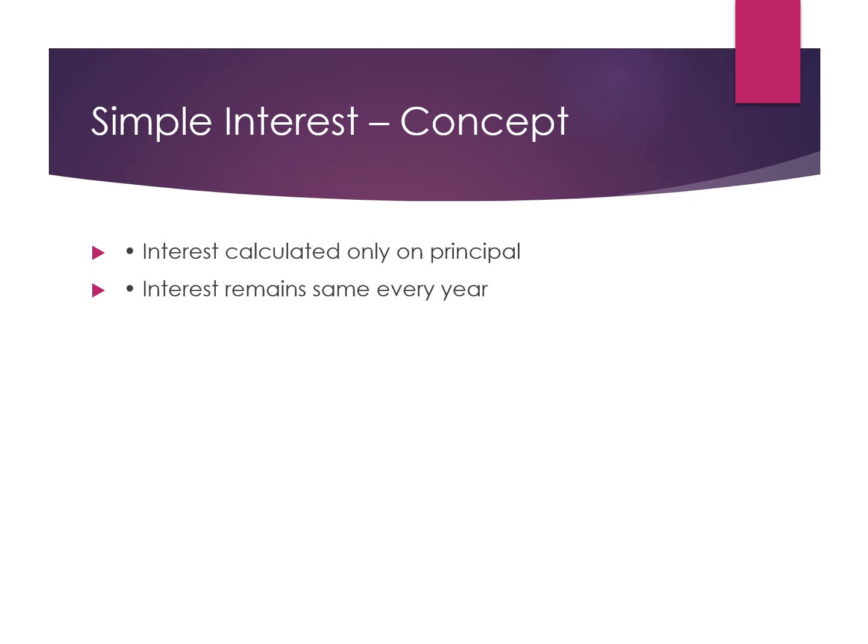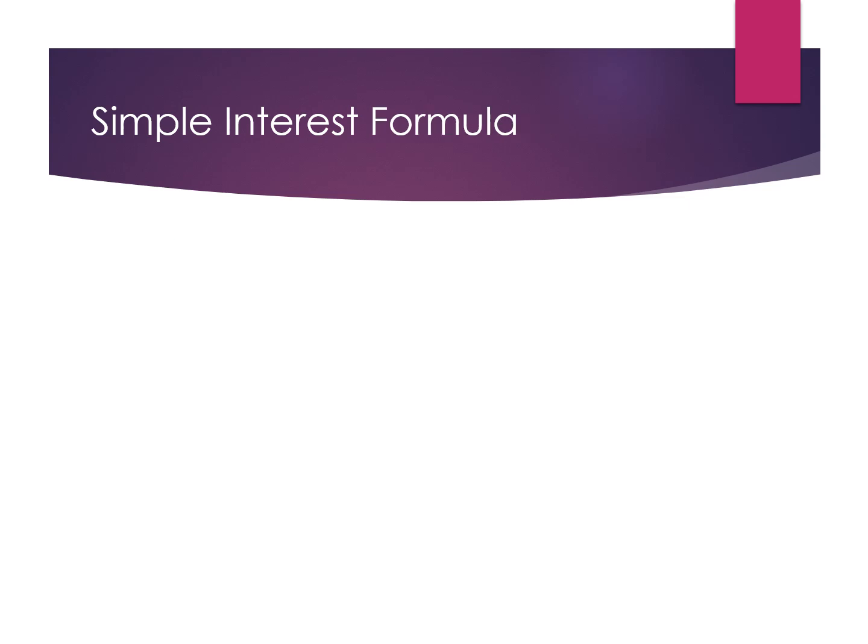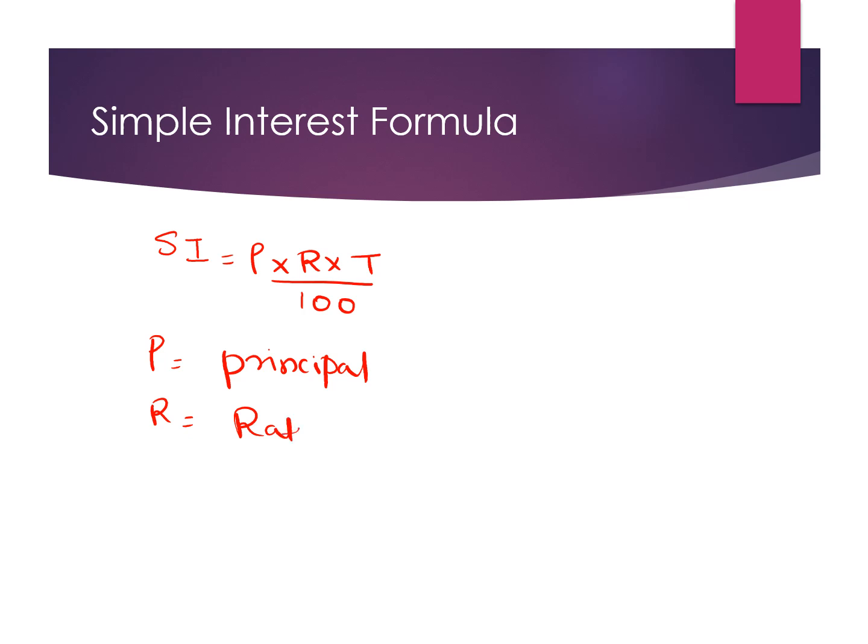First, we'll see simple interest. Simple interest is calculated only on the original principal, not on the accumulated interest. Now, the formula for simple interest is equal to P into R into T divided by 100, where P is the principal, R is the rate of interest, and T is the time.